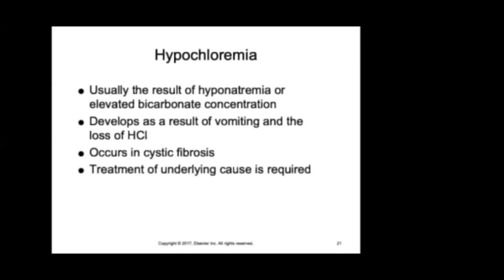Hypochloremia, usually the result of hyponatremia and elevated bicarbonate concentration, develops as a result of vomiting and the loss of hydrochloric acid. It occurs in CF, and the treatment of the underlying cause is what you need to deal with.